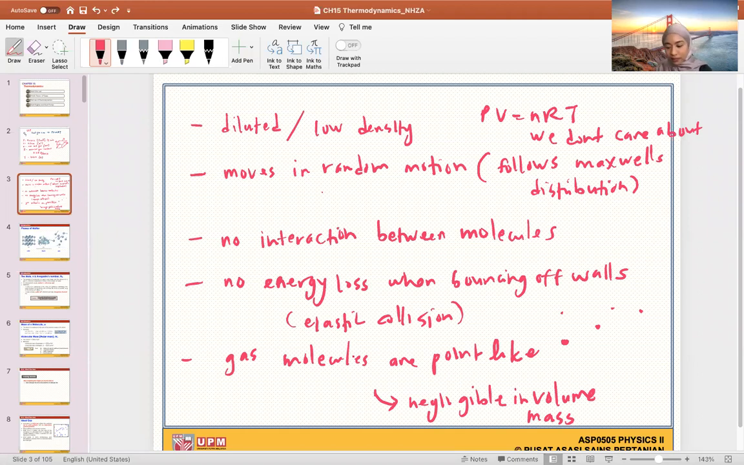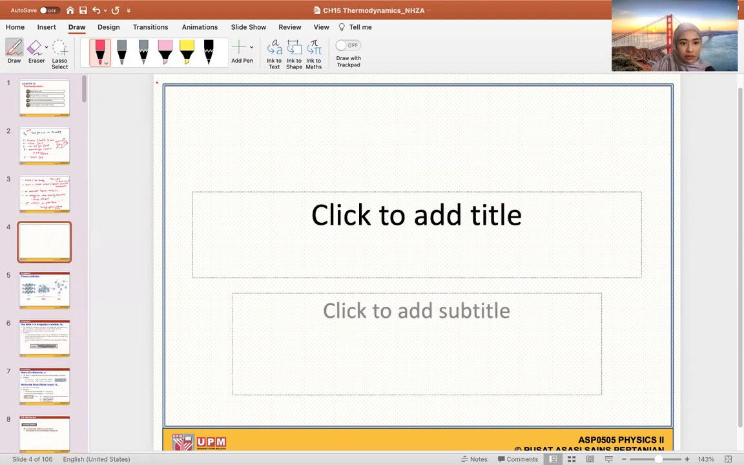Okay? Ada sebabnya kita simplify. Kalau tak memang jadi complicated sangat semua benda. So we tend to simplify things to make our lives easier, I guess. Okay, so that is the characteristics of ideal gas. Okay, new slide. So now we move into kinetic theory punya equations.